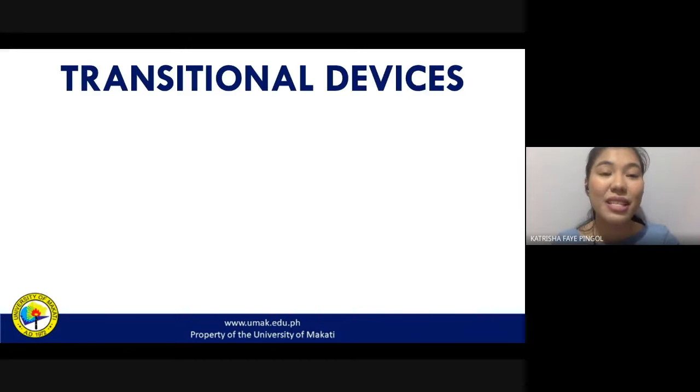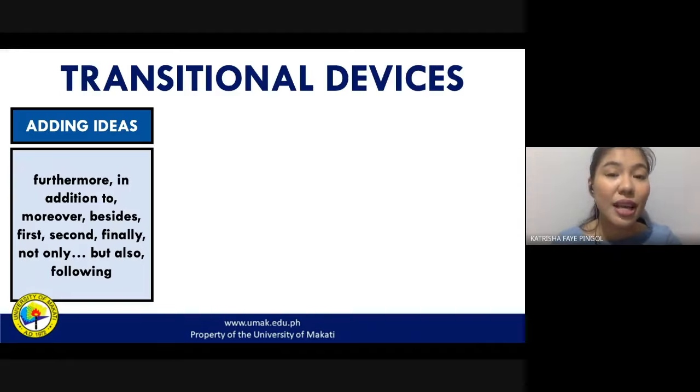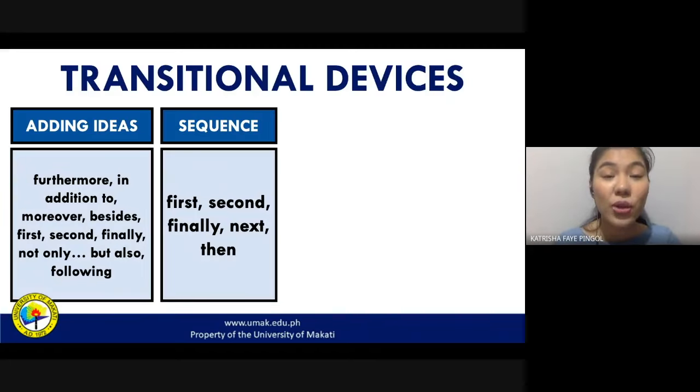In practicing explicitness, we use transitional devices. Transitional devices are simply words that we use so that one idea will flow smoothly to the next. It's something that we use to connect one idea, one sentence to another. So take, for example, when we want to add ideas, okay, you use phrases or words such as furthermore, in addition to, moreover, besides, etc. When you want to showcase sequence, there's a step-by-step process that is involved. You use transitional words such as first, second, finally, next, and then.